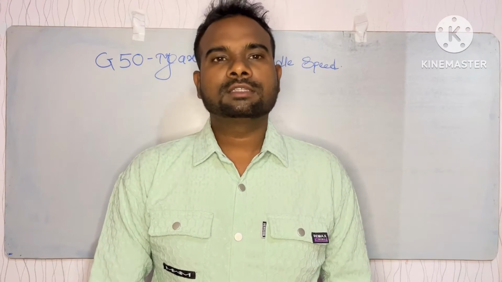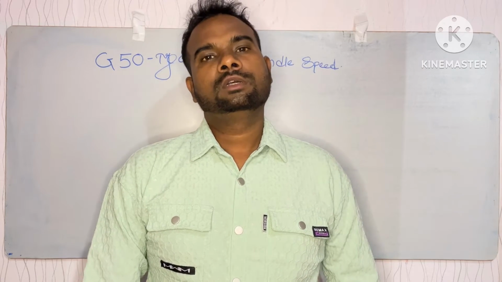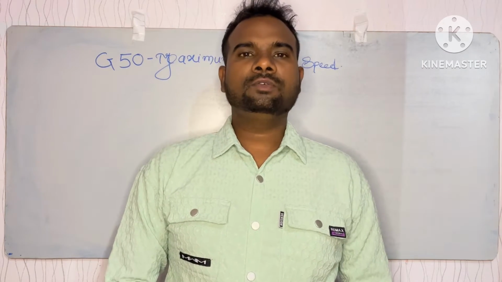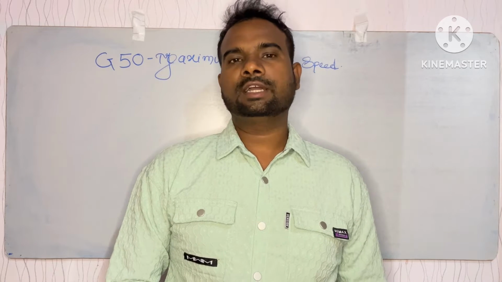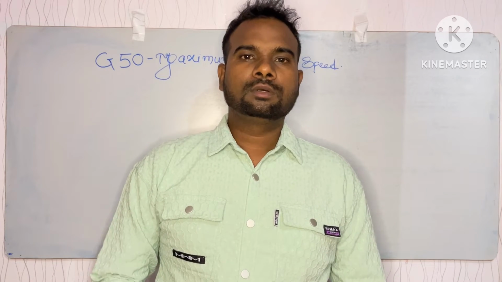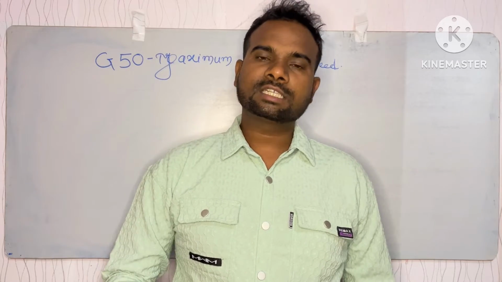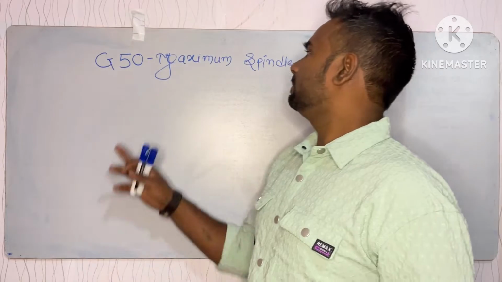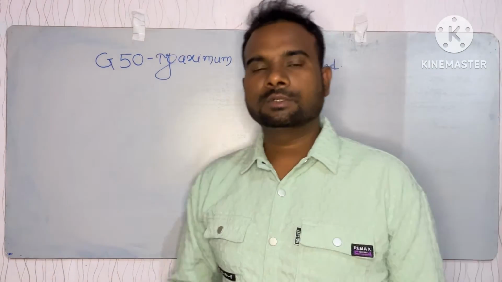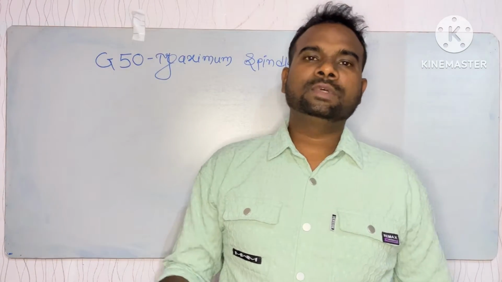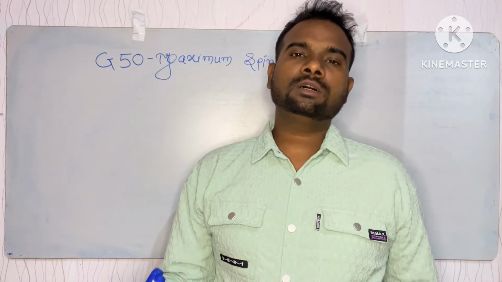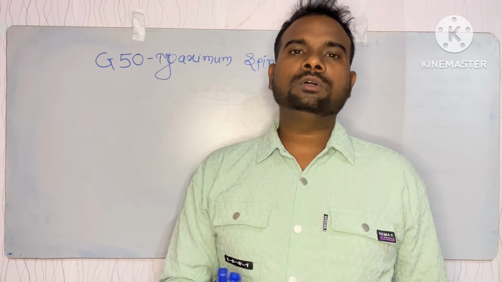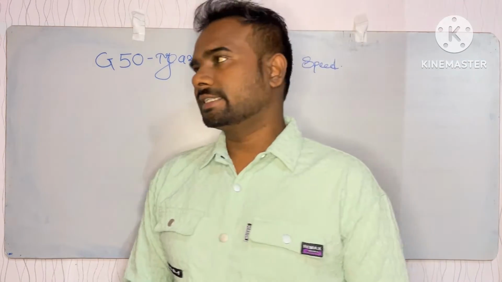We are learning the series of G code. In our last video, we had learned up to G49, which was tool height compensation cancel. Now our next code is G50. G50 means maximum spindle speed. So with this code, we are going to learn about another code which is G96.